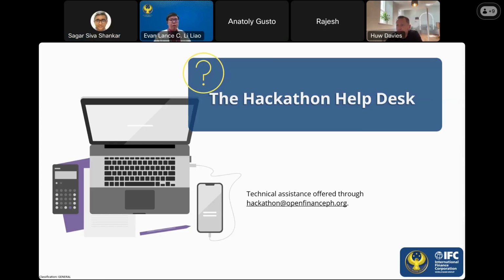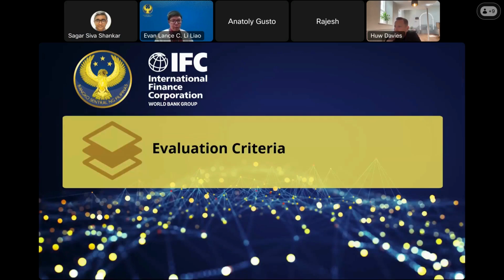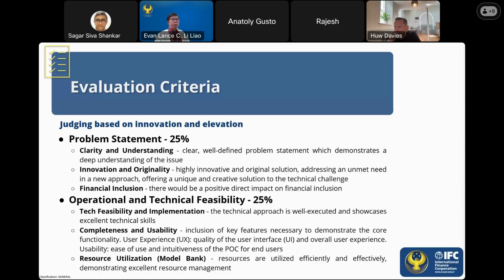Now, moving on to the evaluation criteria for the hackathon. There are four criteria for this particular event that we will be using for grading or judging the submissions. The first part is the problem statement. In this section, we'll be looking at the clarity and understanding of the problem statement that you are developing for, as well as the innovation and originality of your solution, and how this would impact the financial inclusion goals of the BSP.